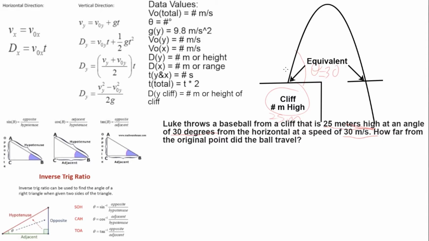And the speed is 30 meters per second, so our total velocity going up is 30 meters per second. We want to find our dx, which is our goal. Obviously, to begin, we want to find our x and y velocities, because you can see we need v naught x to find dx, which is what we're looking for. Our dy can be left out for a moment.